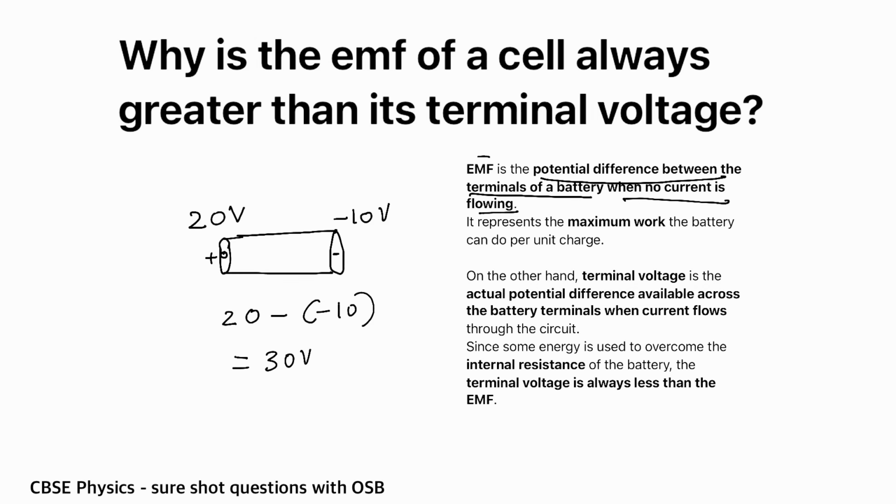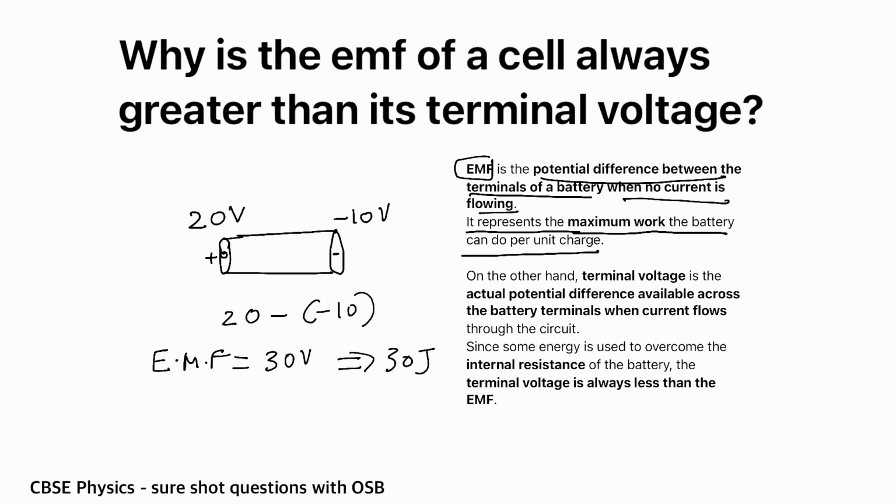And by definition, what is that? EMF, right? So this is EMF. What is EMF? 30 volt. Also we know EMF represents what? The maximum work the battery can do per unit charge. So this battery can do a maximum work of what? 30 joule, right? Okay, now what are we going to do?